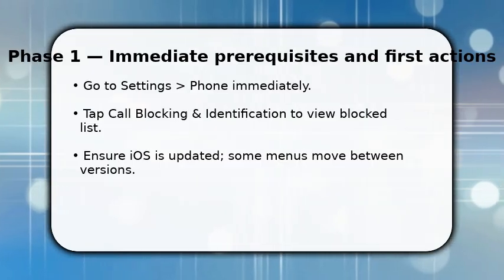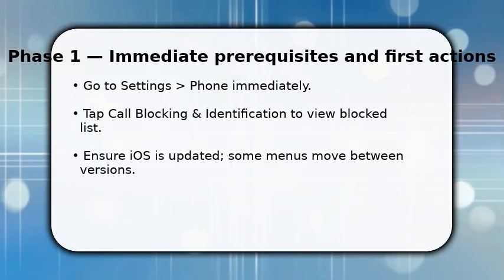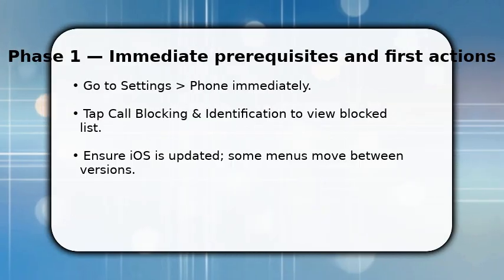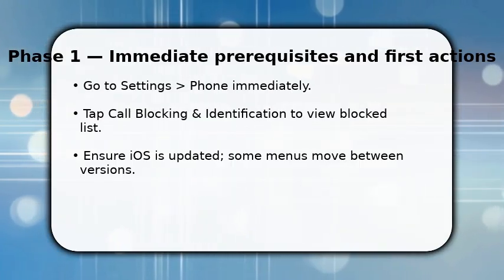You start in Settings because that's where iOS stores blocked contacts. Open Settings, then tap Phone. Once done, select Call Blocking and Identification. You'll see numbers and contacts listed.